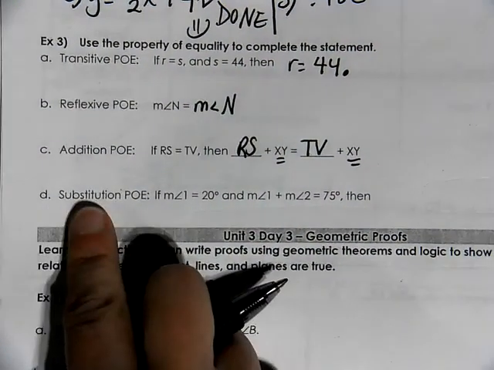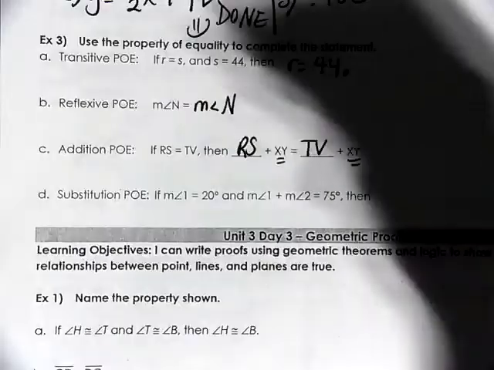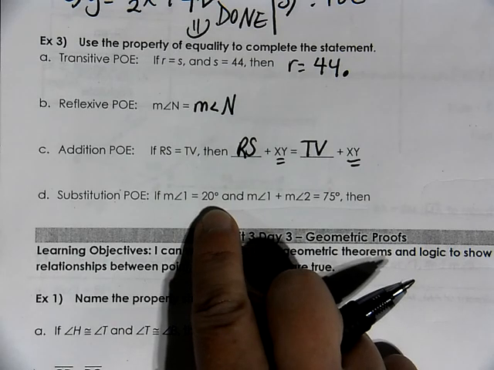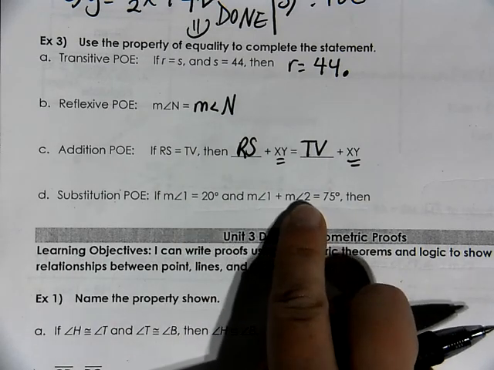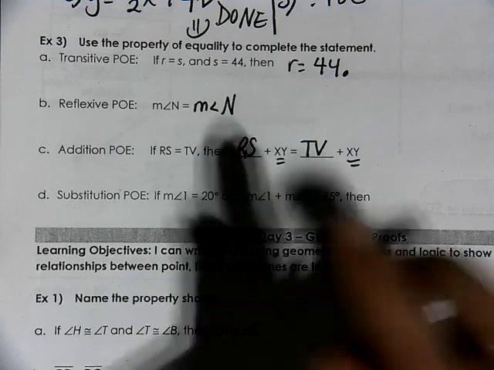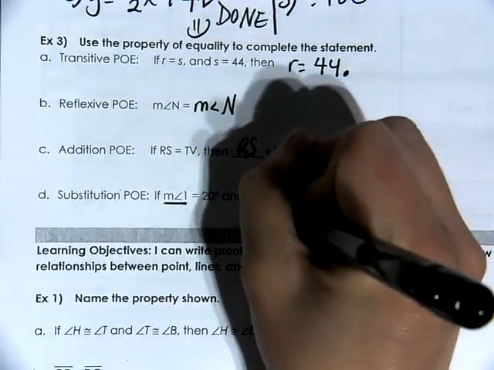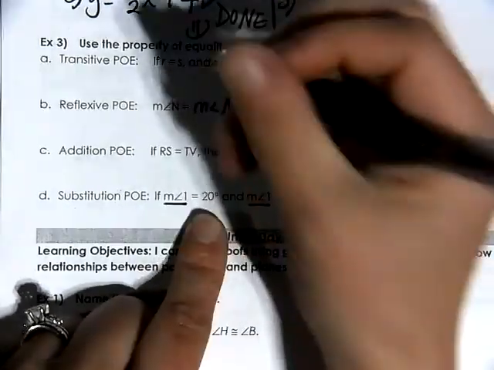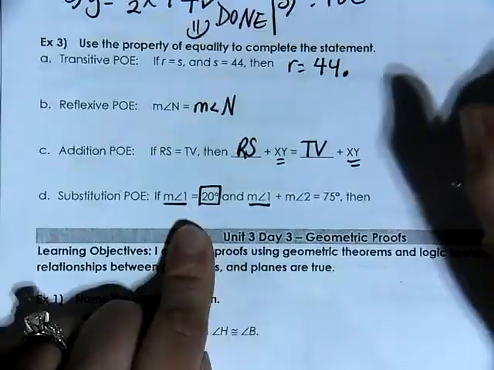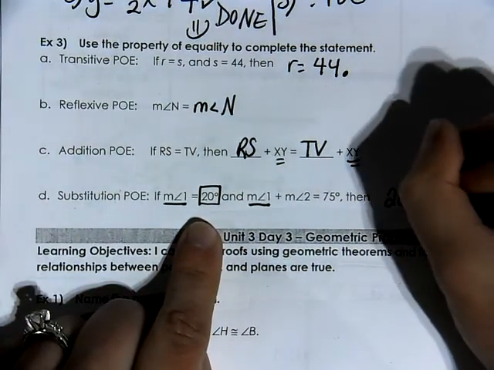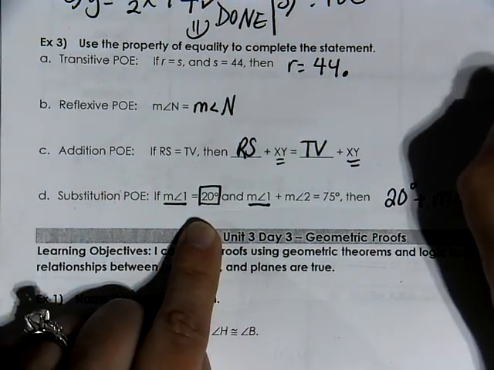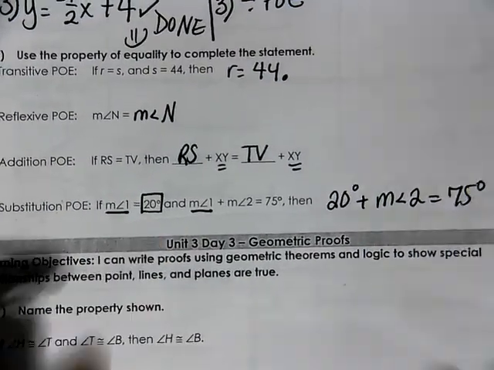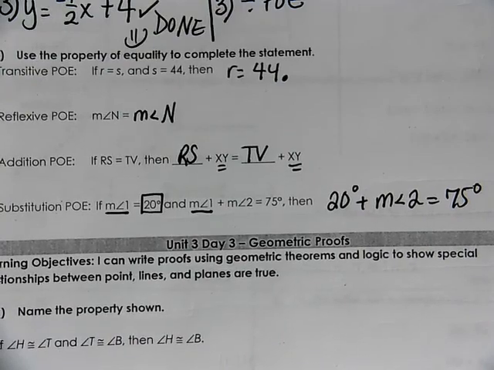And finally, the substitution property of equality, which is our replacement property, says if the measure of angle 1 equals 20 degrees, and the measure of angle 1 plus the measure of angle 2 equals 75 degrees, I see the measure of angle 1 written twice. I can replace the measure of angle 1 with 20 degrees. I can say 20 degrees plus the measure of angle 2 has to equal 75 degrees. This is the replacement or substitution property of equality.